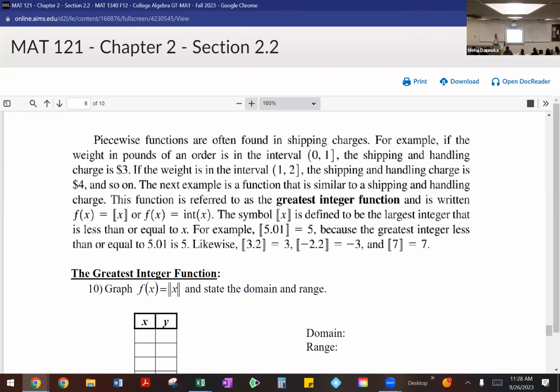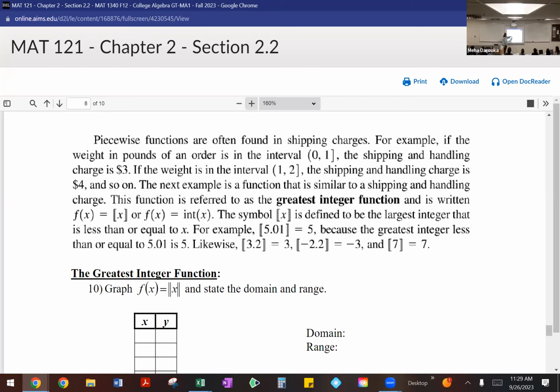So anything that's between 0 and 1, including the 1, you may have certain shipping and handling charges, and you can tell this is an old textbook because it's only $3. Obviously, that's not the current prices anymore, but you get the idea. When we go to the next level, not including 1, because we've already included 1 in the first category, but going up to 2 pounds, your shipping and handling charges go up by $1, so it's $4 now. And then, as your weight increases, the shipping and handling charges will go up.